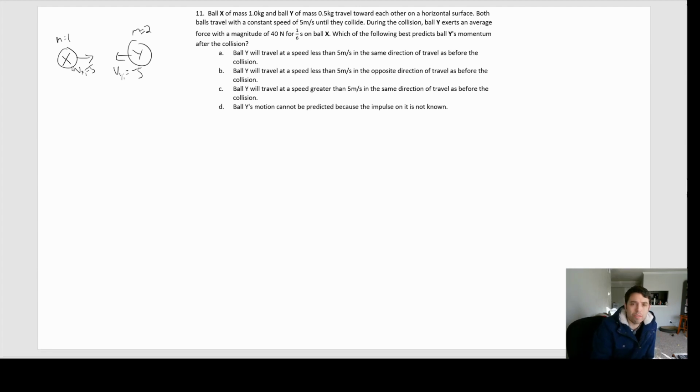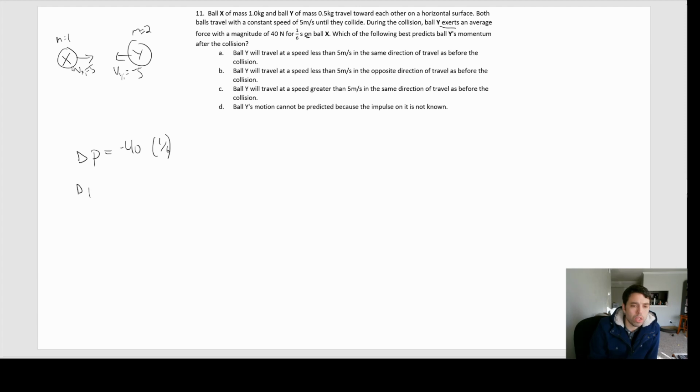During the collision, ball Y exerts an average force with a magnitude of 40 newtons for 1/6 of a second on ball X. So that means delta P, the impulse, the change in momentum of ball X, is going to be negative 40 times 1/6. Why negative? Well, look at the direction they're going. We have defined to the right as positive, which means that left is negative, and the force that Y exerts on ball X is going to be to the left, right? Because ball Y hits it, pushes ball X to the left. So negative 40 to the left. And it says magnitude, right? That's why there's no negative sign there, because we get to define how direction works.